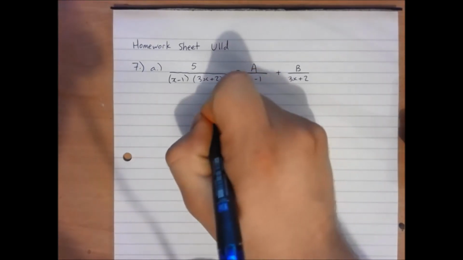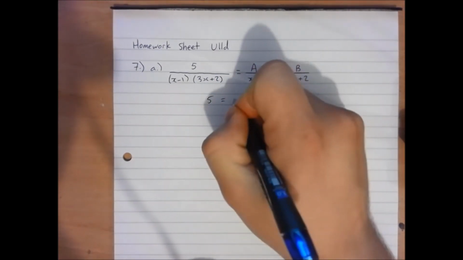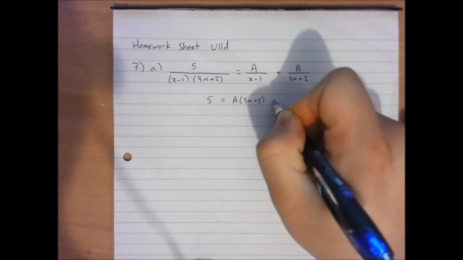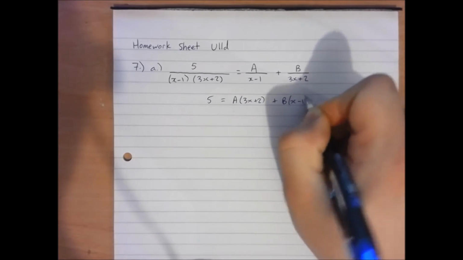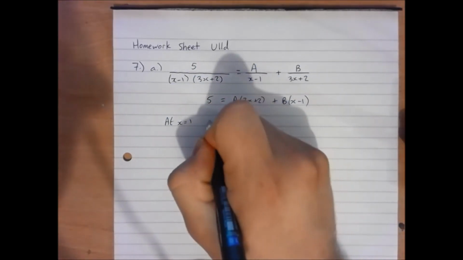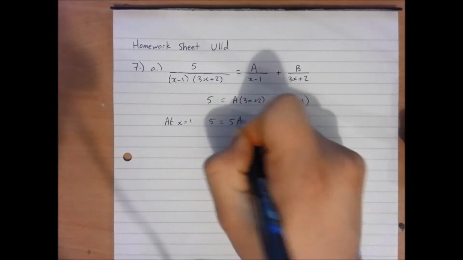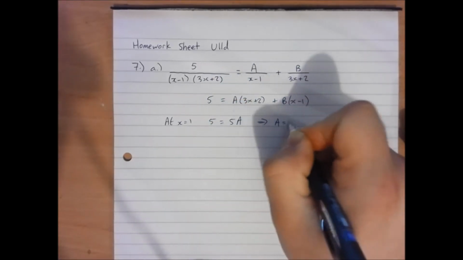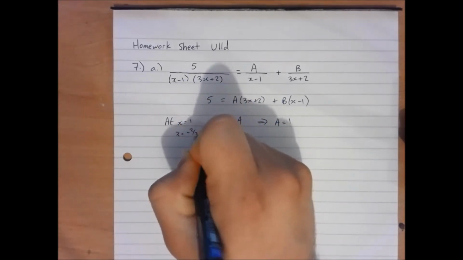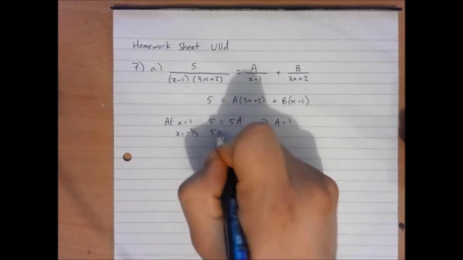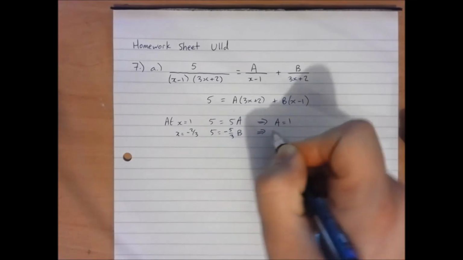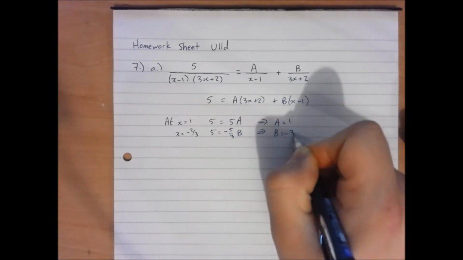If I multiply up by my denominators, then I get 5 is equal to A lots of (3x plus 2) plus B lots of (x minus 1). If I substitute in x equals 1, then I get 5 equals 5A, so A is 1. And if I substitute in x equals minus 2/3, then I get 5 is equal to minus 5/3 B. Therefore B is equal to negative 3.